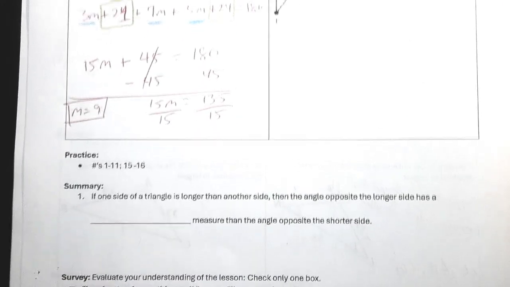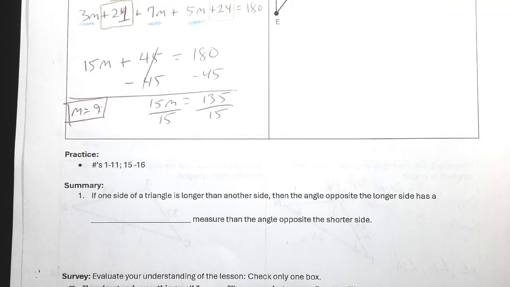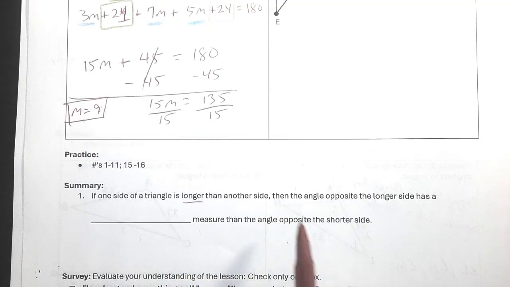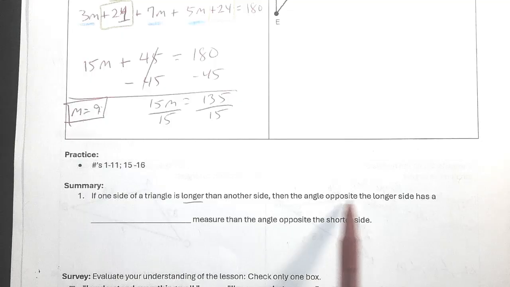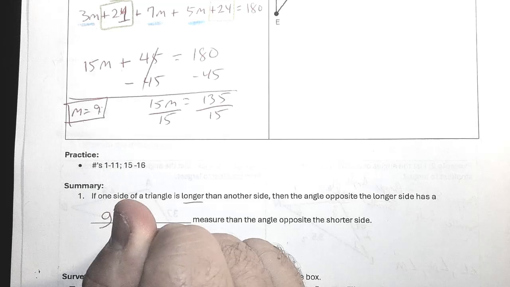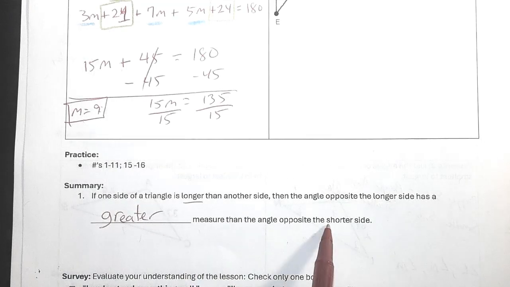Okay. Bottom of the page. If one side of the triangle is longer than another side, then the angle opposite the longer side has a greater measure than the angle opposite the shorter side.